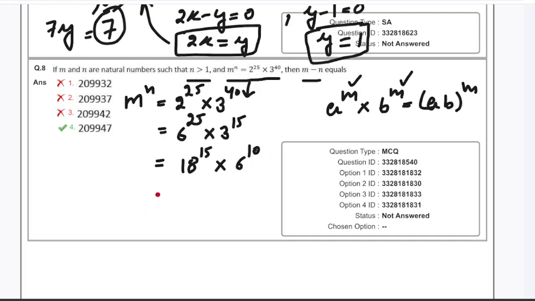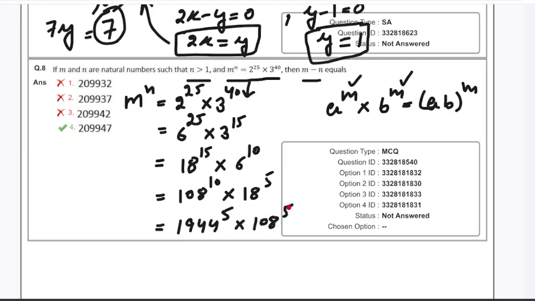Now we'll take 10, which is the minimum. 18 into 6, 108 raised to power 10 into 18 raised to power 5. Now 5 being the minimum, 108 into 18, that is 1944. That is raised to power 5 multiplied by 108 raised to power 5. Now the powers are the same, so we'll just multiply it. This will be equal to 209952 raised to power 5.